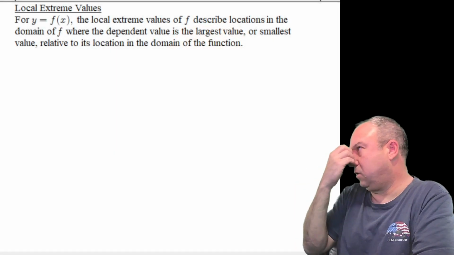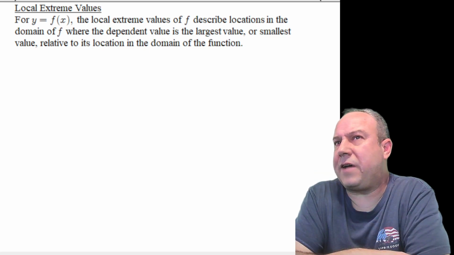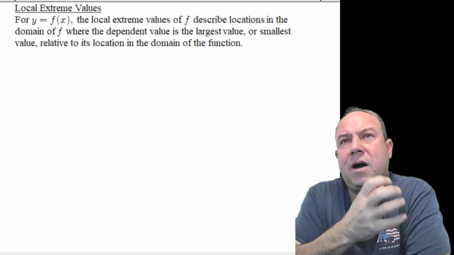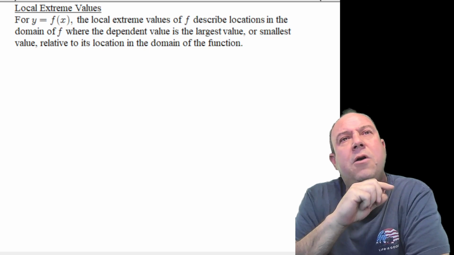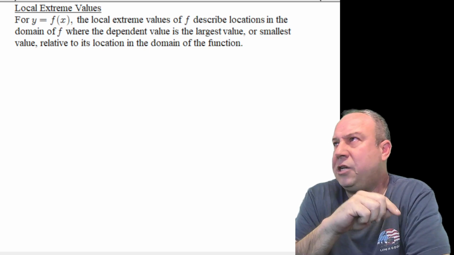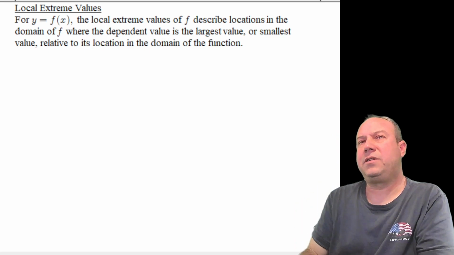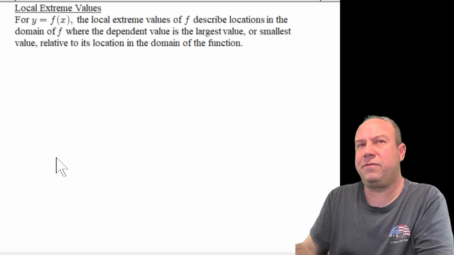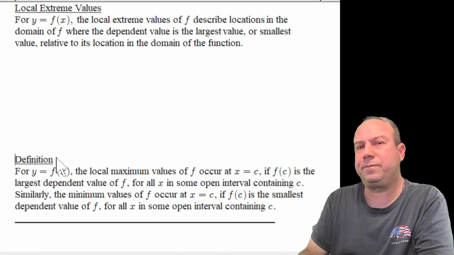Talk a little bit about local extremes. We say for y equals f of x, the local extreme values of f describe the locations in the domain where the dependent value of our function is the largest or smallest value relative to its location in its domain. We may not be the smallest or largest value overall, but relative to the location we are.